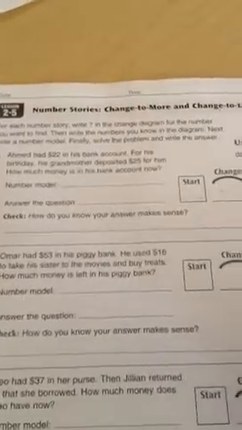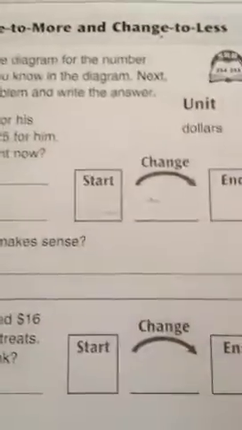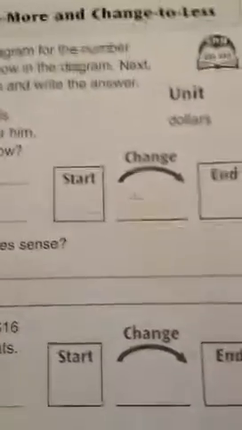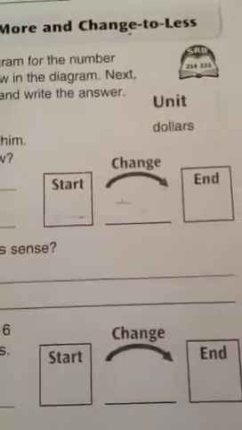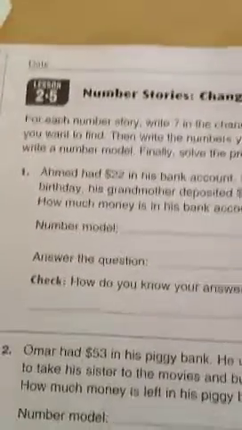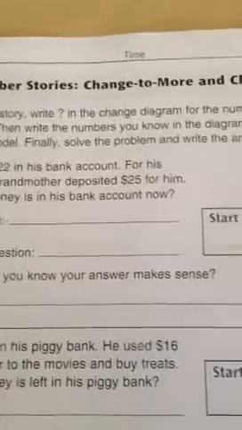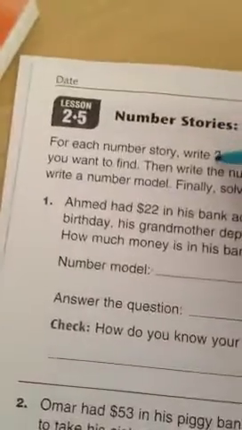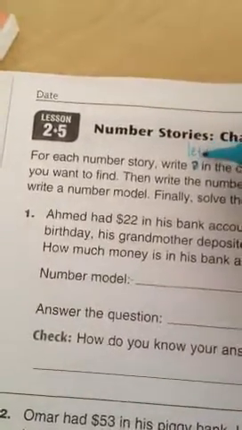Today we learned number stories, change to more and change to less, and we learned about these diagrams and how they can help us solve number stories by helping us gather what information from the number story we have and what we need to find out. So the directions say, for each number story, write a question mark in the change diagram for that number you want to find. In third grade now, we use a letter for algebra instead of a question mark.